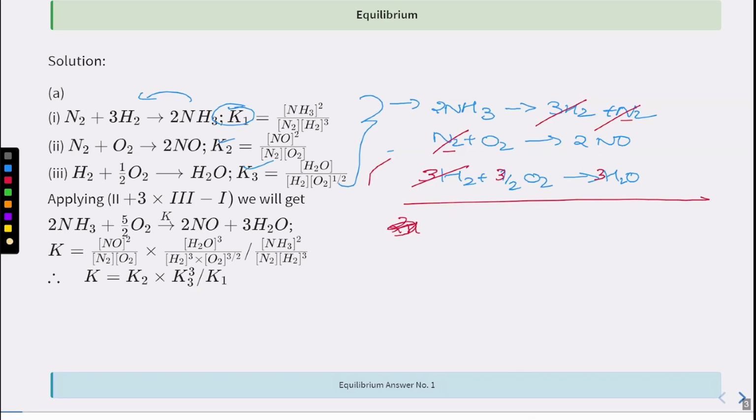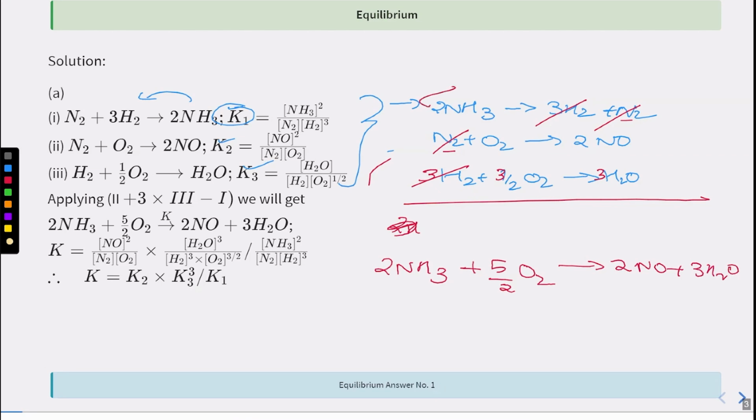Okay. Let's just do it here. 2NH3 plus you'll get 1 plus 3 by 2, so that'll give you 5 by 2 O2. And then what will happen is that'll give you 2NO plus 3H2O. Make sense? So that is how you got the equation.